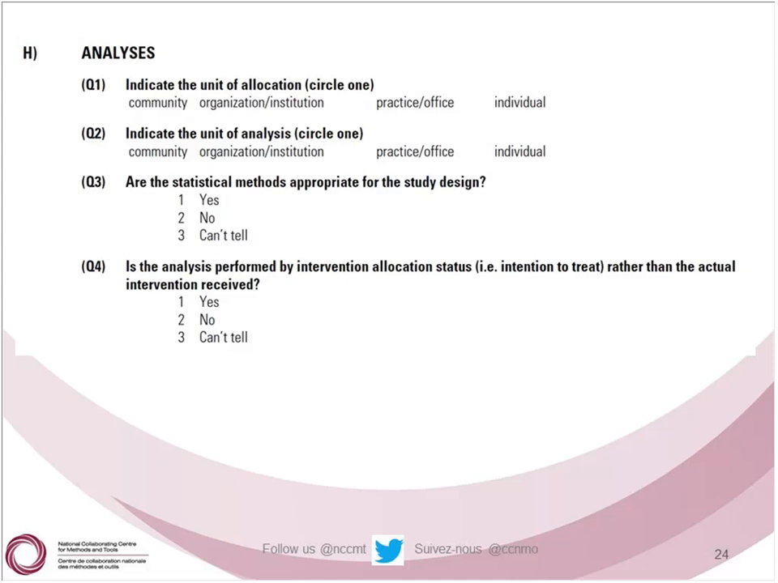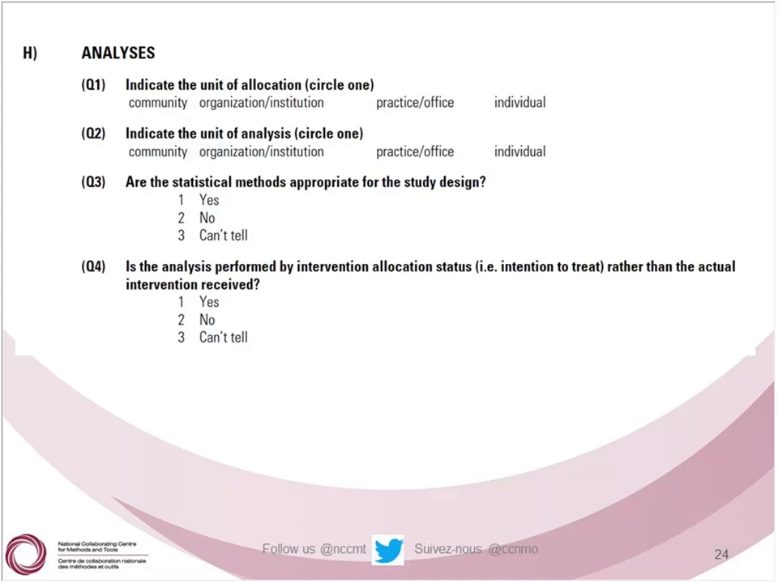So question 3: are the statistical methods appropriate for the design? Yes, no, and can't tell. We want to make sure that the types of methods used in the statistical analysis are appropriate for the type of study design. And then our final question here is: was the analysis performed by intervention allocation status?